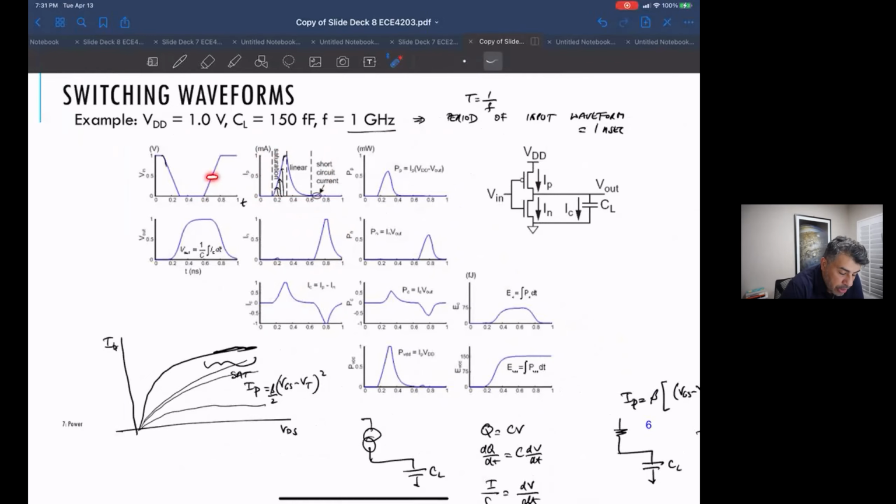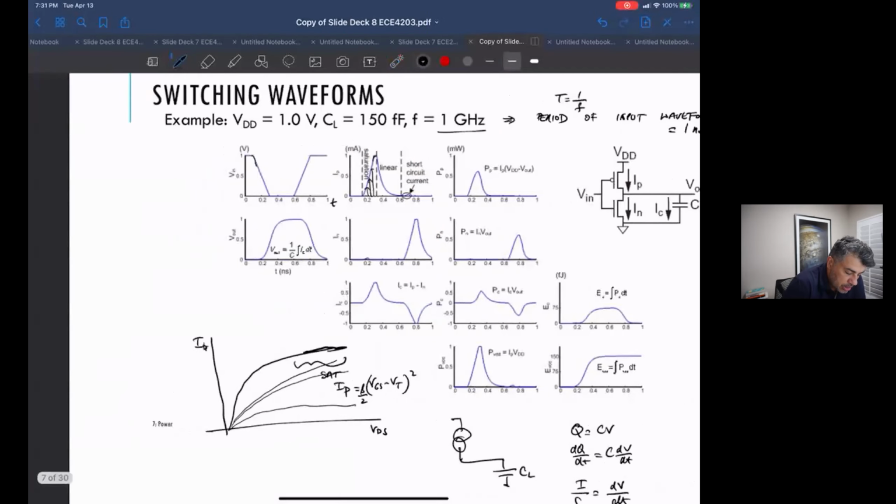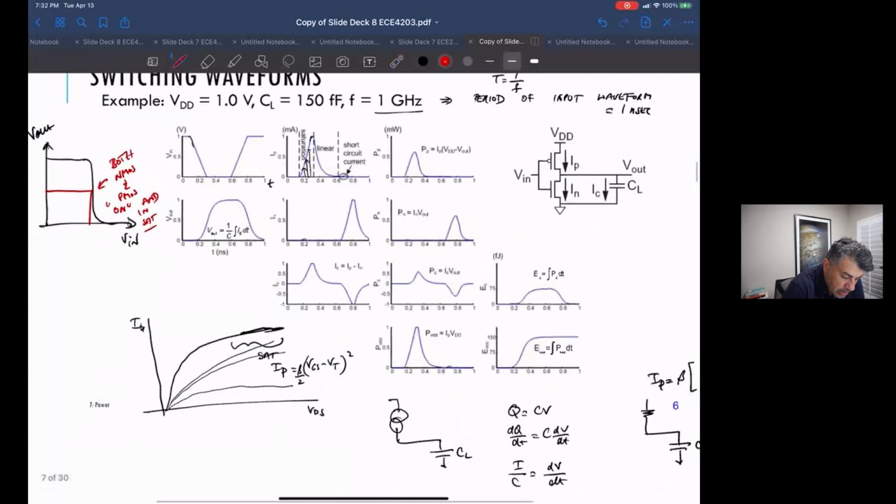Remember that at the midpoint, if you looked at our Vin versus Vout, it would kind of look like that for an inverter. And at this midpoint here, both NMOS and PMOS transistors were on and in saturation. Okay, so you actually have both of these guys on and in saturation.